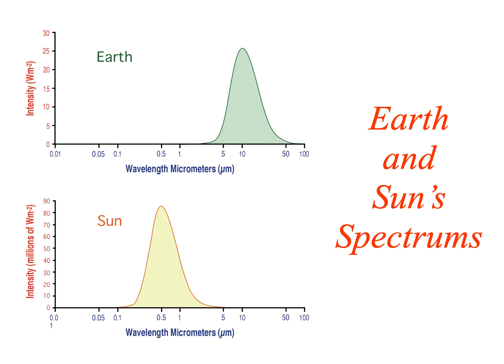So the average temperature of the Earth is 15 degrees Celsius. As I said, its wavelength of maximum emission is about 10 micrometers. On the y-axis, we can see the intensity of the radiation being emitted. So at 10 micrometers, it's just over 25 watts per meter squared.